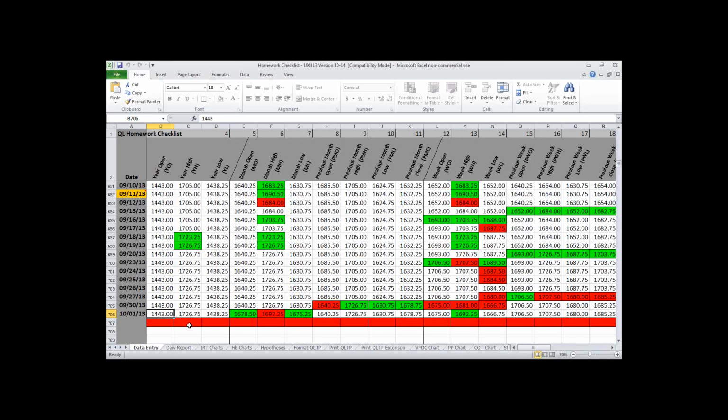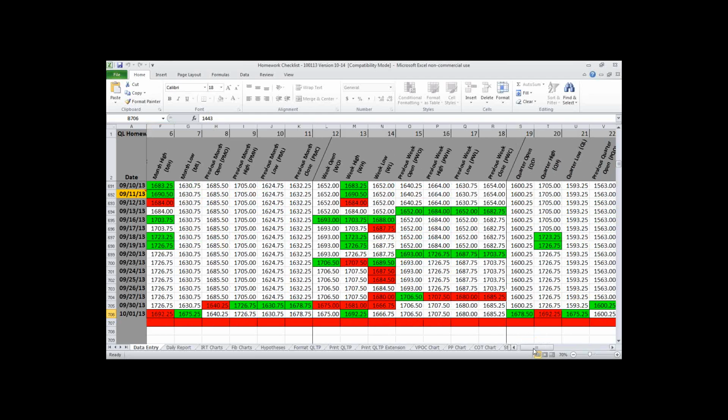So we have our year high at 1726.75. Our low and open are way down there in the 1400s, so they're not going to be a factor. We open this month at 1678.50. We have a high so far at 1692.25 and a low at 1675.25. Our previous month opened 1640.25. Our previous month high is the year high and the all-time high at 1726.75. Previous month low 1630.75, and we closed at 1678.75, right about where we're trading right now.